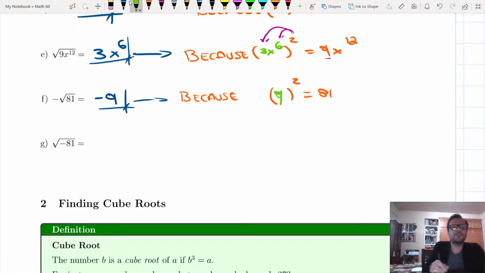Okay, what about the square root of negative 1? Be careful here, all right? In this case, the answer to this question is not a real number.